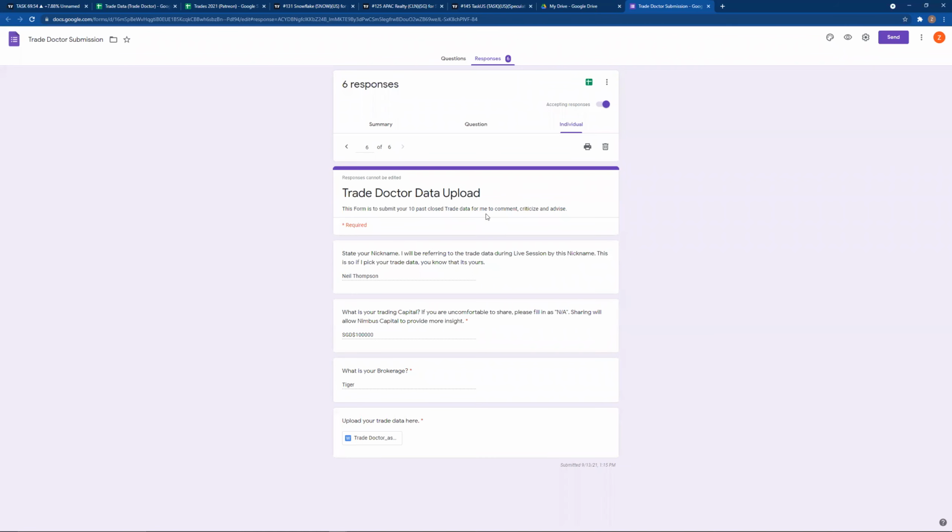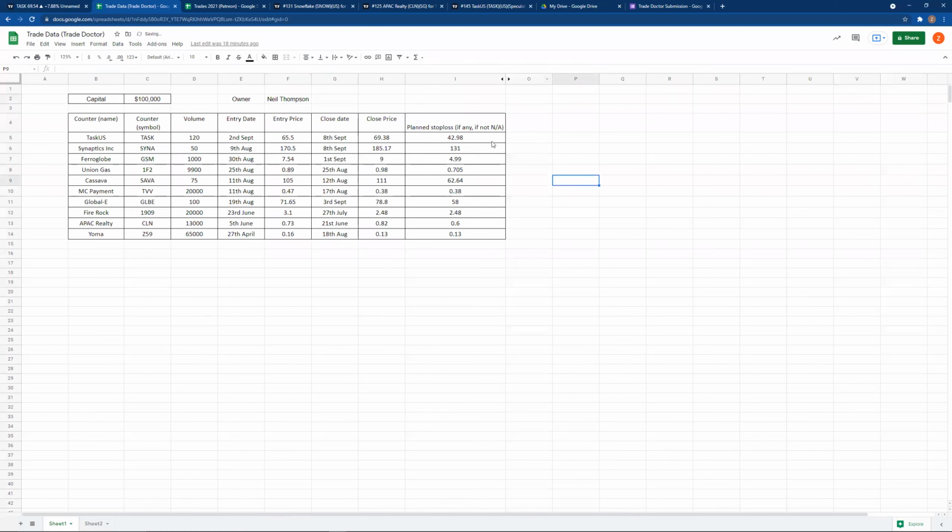So for today, the trade data that we are going through comes from Neil Thompson, of course not the Neil Thompson, but whoever this person is. I'm not really sure if you are in this live session right now, but I'll be going through this trade data. Okay, so I actually plotted this out here, the trade data that he has submitted. So this is exactly the data that he gave me. I just copy and pasted it here.